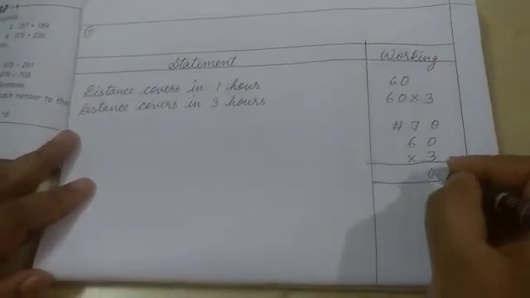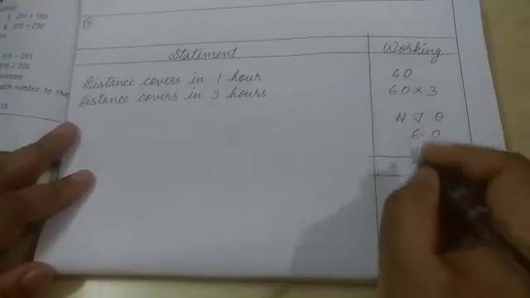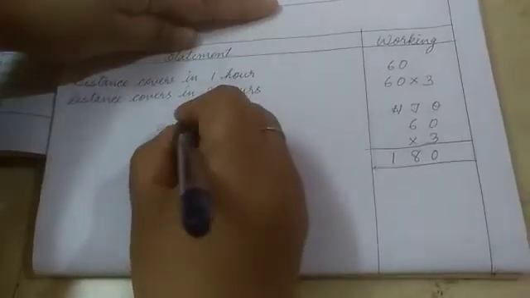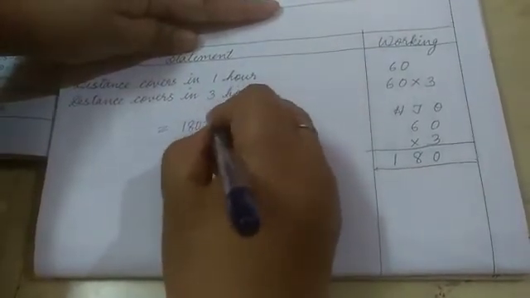Now we will multiply. From ones place we will start. 3 zeros are 0, 3 6s are 18. So 8 we will write below tens place and 1 below hundreds place. So the distance it covers is 180 kilometers.